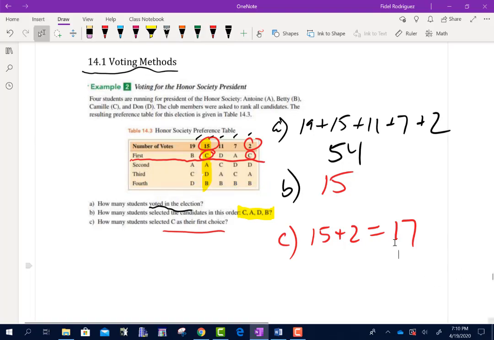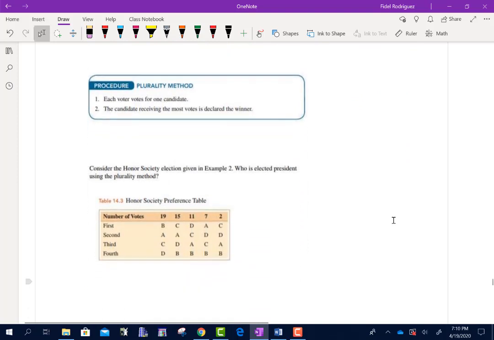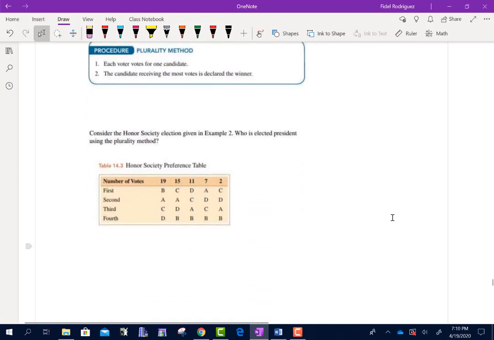So let me keep scrolling a little bit here. And we're going to go to something that we call the plurality method. It says, plurality method says each voter votes for one candidate. The candidate receiving the most votes is declared the winner. So whoever gets the most votes is going to be the winner. Give me one quick second so I can tally some of these numbers up.